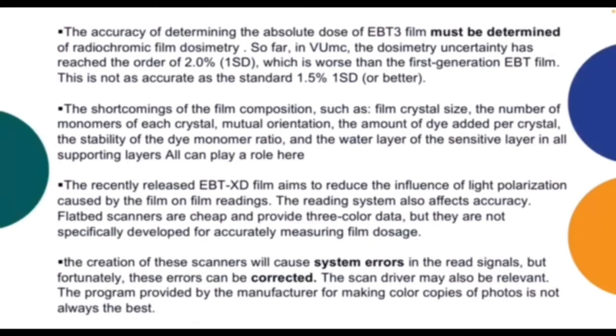The recent EBT-XD film aims to reduce the influence of light polarization caused by the film-on-film readings. The reading system also affects accuracy. Flatbed scanners are cheap and provide 3-color data, but they are not specifically developed for accurately measuring film dose. The construction of these scanners will cause systematic errors in the read signal, but fortunately this error can be corrected. The scan driver may also be a problem; the program provided by the manufacturer for making color copies of photos is not always the best.